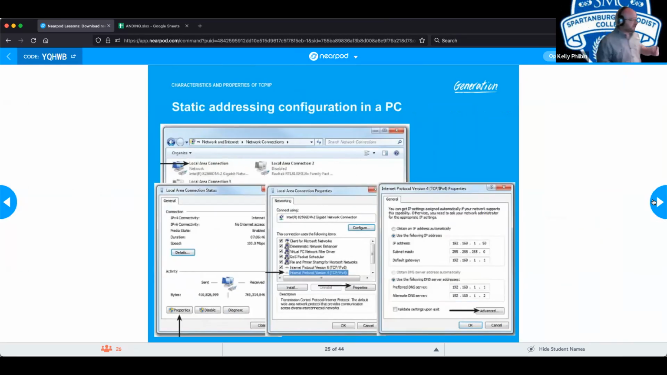All right, so static addressing on a PC. Once you go to your network configurations, click on your local area connection. Down here, you would go to properties. And when you're here, you would go down to your IP version 6, your TCP/IP protocols. Click properties again. Gets you through where you can input all that information statically if you so choose.